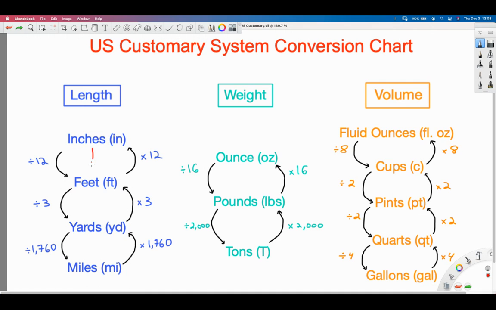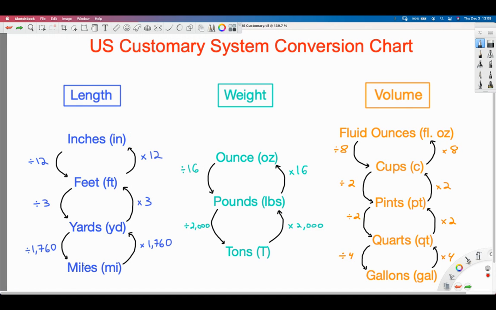So when our units are getting bigger, inches to feet, yards are bigger than feet, and then obviously miles are bigger than yards, we're always going to divide. The numbers we divide by to go from inches to feet is 12, because there's 12 inches in 1 foot. To go from feet to yards, we divide by 3 because there's 3 feet in every yard. And to go from yards to miles, this one's a little tricky, but we divide by 1,760 because there are 1,760 yards in a mile. So when the size of our unit increases, if it gets bigger, we divide.